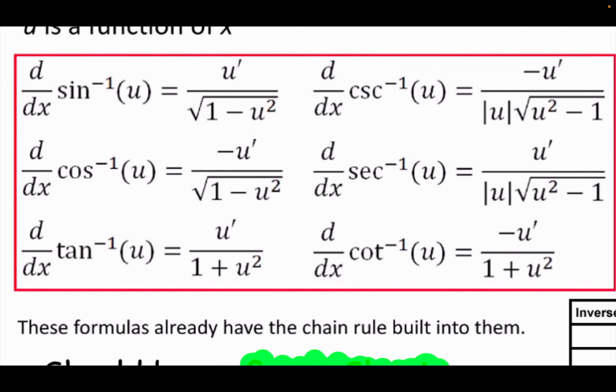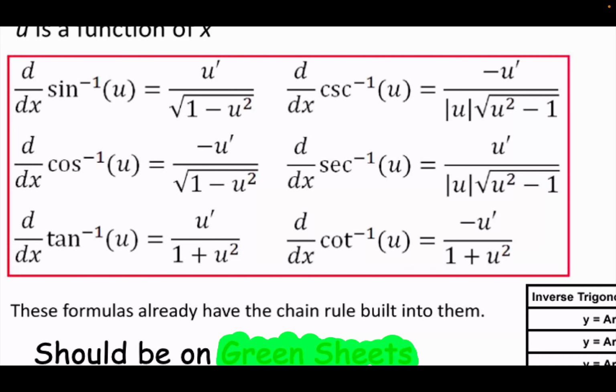These are the types of things that I would put on my card for tests, because memorizing these is not necessary if you get to use a card. You don't need to memorize that the derivative of arctangent is u prime over 1 plus u squared. That's not necessary. Just put those on your card, okay? So that if you do have an inverse sine, inverse cosine, things like that, you can look at your card.